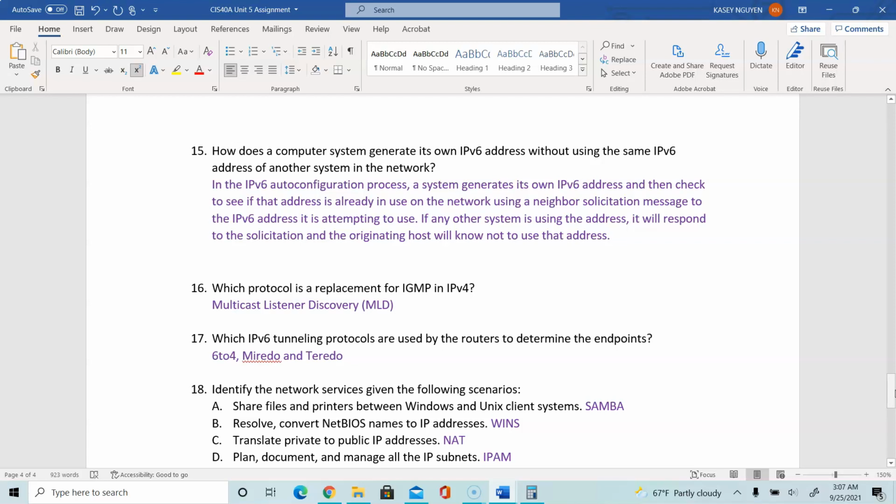If another system already used the address, then that system would respond to the solicitation from that host, and it would notify the host that that address is already used, so it won't be duplicated. The protocol that replaced ICMP from IPv4 is your multicast listener discovery, and that's your MLD, which uses ICMP version 6.